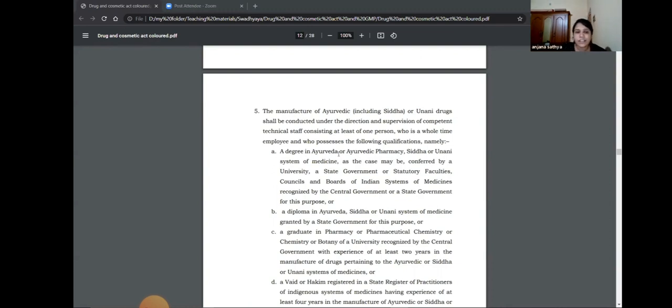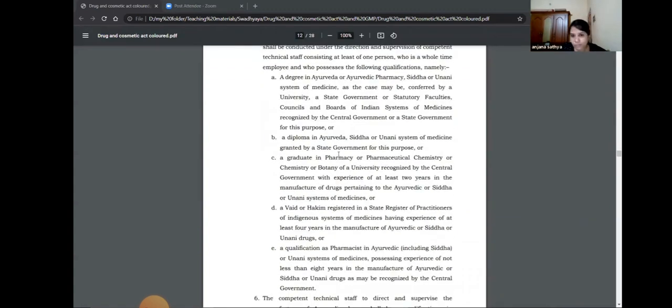technical person has been given in the section, that is a degree in Ayurveda or Ayurvedic pharmacy or a diploma in Ayurveda, a graduate in pharmacy or pharmaceutical chemistry or chemistry, botany from a recognized university from the central government, or a Vaidya or Hakim who is registered in the state register of practitioners and has a registration certificate, and a qualification as a pharmacist also. An Ayurvedic pharmacist also can be that technical person.